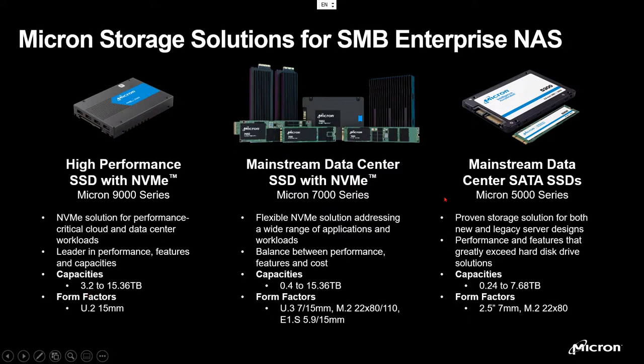And in the middle, this is where the big piece of the market is, the mainstream data center NVMe. We call it the 7000 series. This particular series is a very flexible solution. It addresses a lot of wide-ranging applications and workloads. So it's basically a very mainstream solution that can meet most of your expectations, and it's a very good balance between performance, feature, and cost. This is why we expect a lot of interest and adoption in this category of product. For capacity, we have starting from 0.4 all the way to 15.36 terabyte.